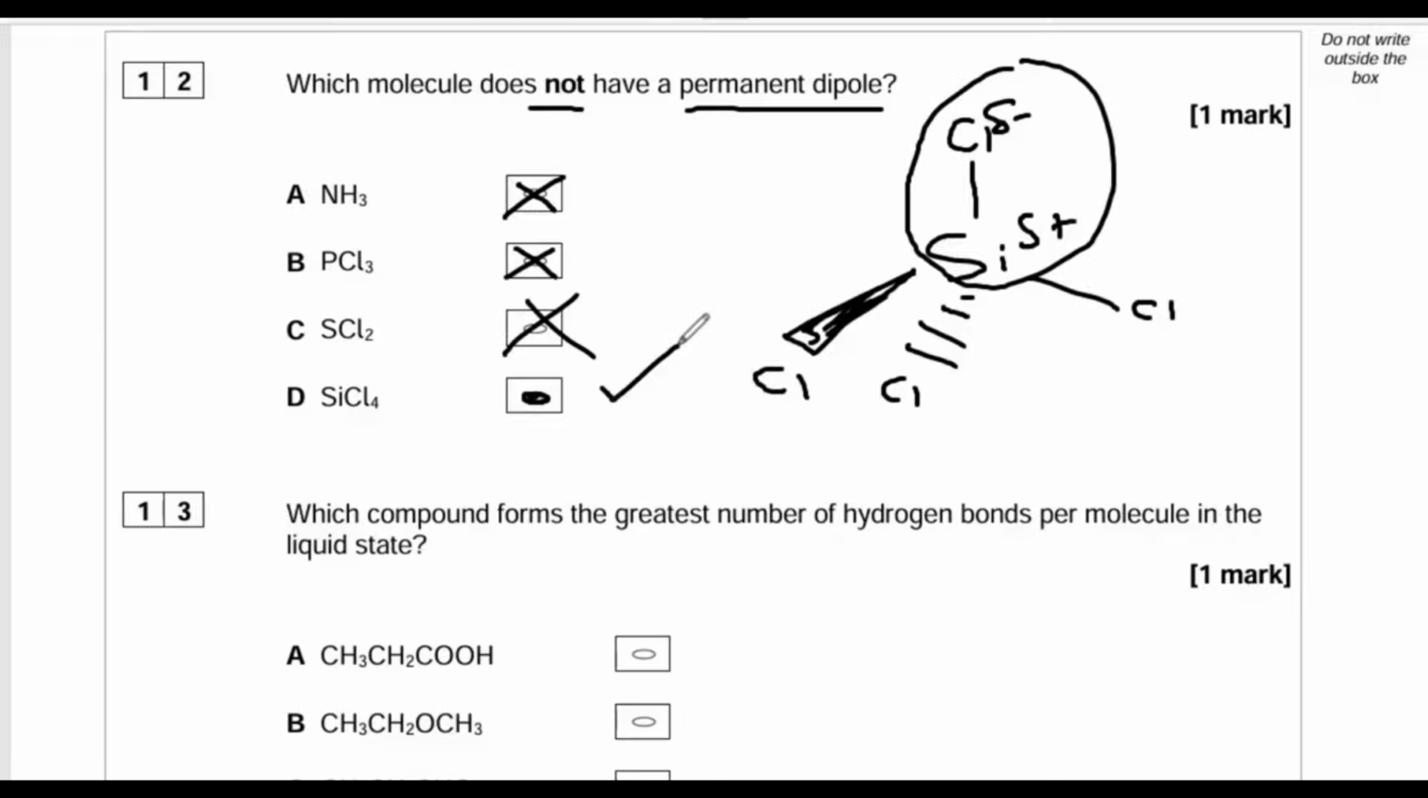So there's a difference when we're talking about a permanent dipole in a molecule and when we're talking about an individual polar bond. If they say the word polar bond, then you want to look at individual bonds. And yes, silicon tetrachloride has polar bonds, but it doesn't have a permanent dipole. It is a non-polar molecule, and it's because all of the bonds are equal distance apart and they all cancel each other out. The dipoles cancel.